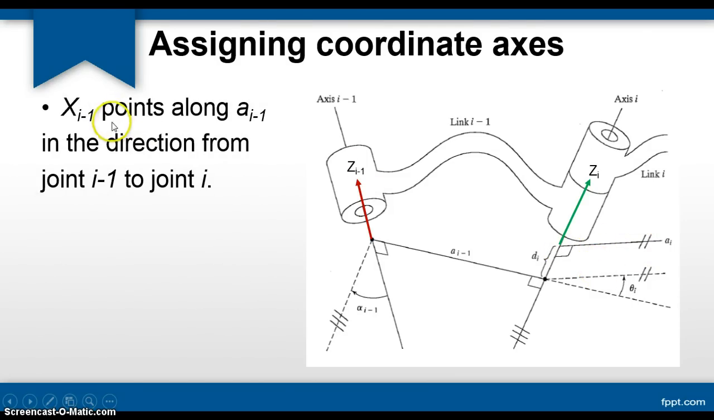Now axis X i minus 1 points along a i minus 1 in the direction from joint i minus 1 to joint i. So for axis X i minus 1, there is a designation from the point of intersection towards a i minus 1. Similarly, for axis i, we have axis X i towards the link length a i.